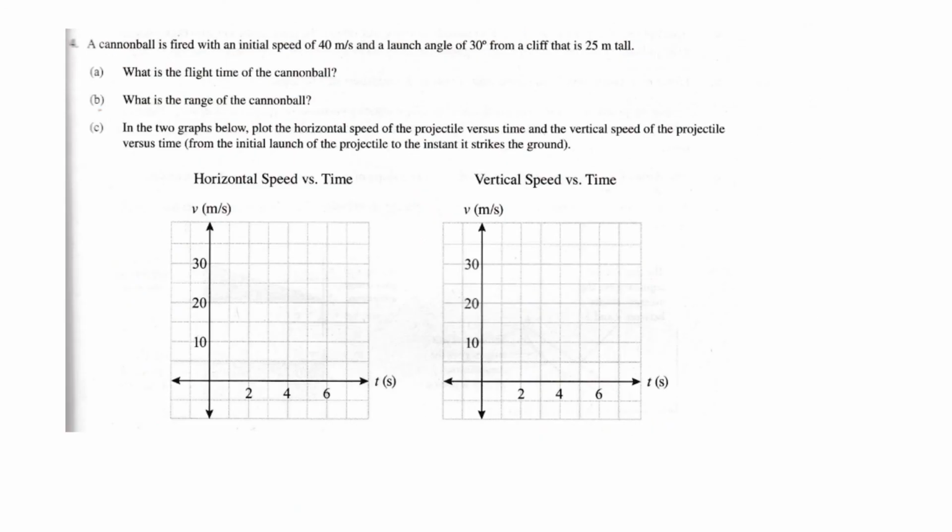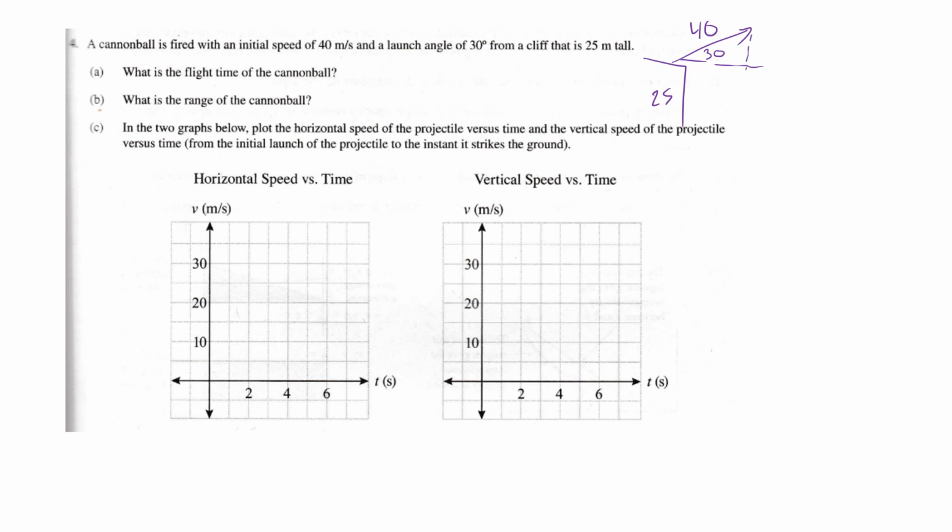Next one. A different cannonball is fired at a speed of 40. It launched at 30 degrees from a cliff that's 25 feet tall. All right, slightly more difficult. I mean, barely, right? So this is 40, this is an angle of 30 degrees, and this is 25 tall. All right. What is the flight time of the cannonball?